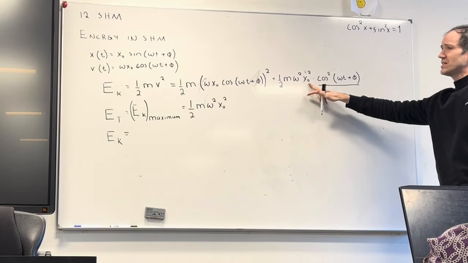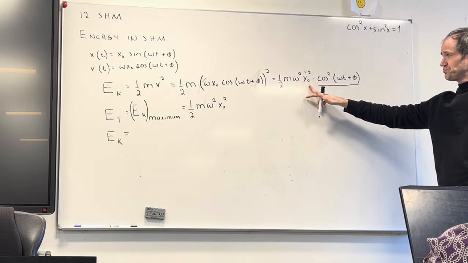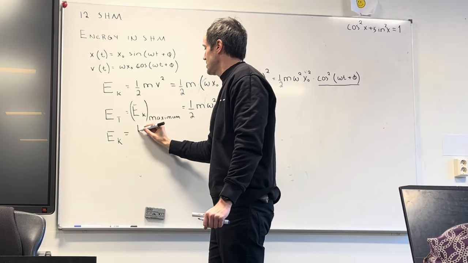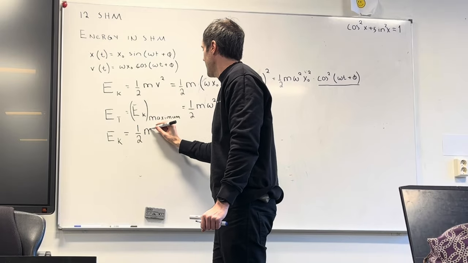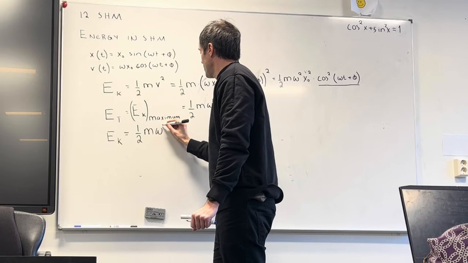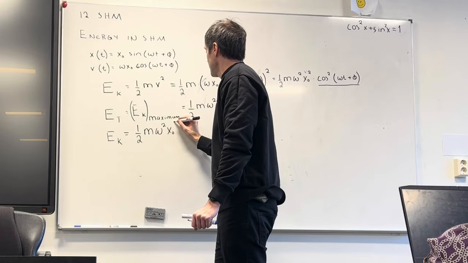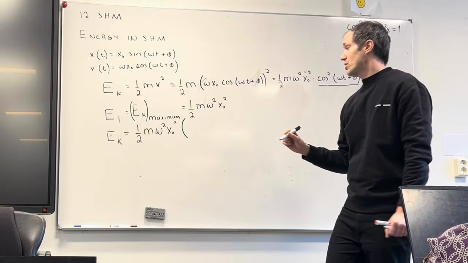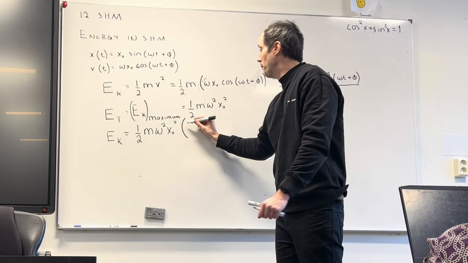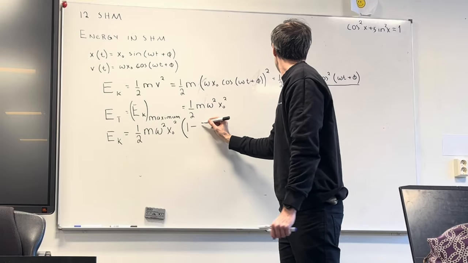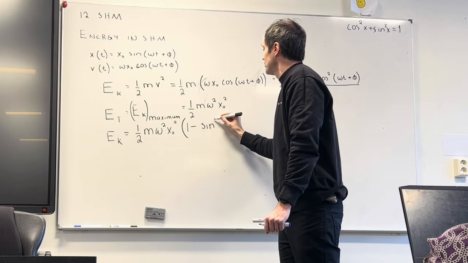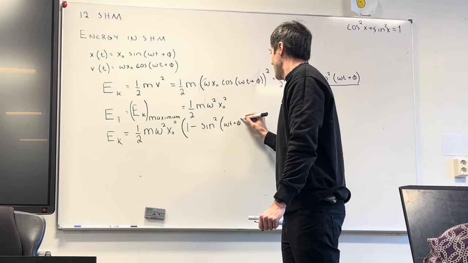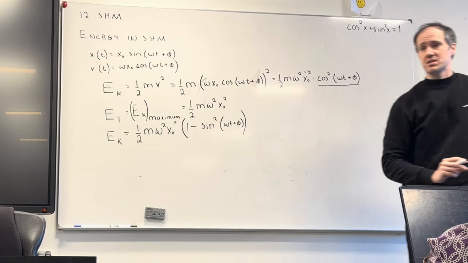I take a look at this one here. So I go from this point here. I write, let's see if you understand what's happening here, 1/2 times the mass times omega squared x0 squared. I write brackets, and I write this in terms of 1 minus sine squared of omega t plus the phase difference. Now I regret using the phase difference because it just makes a lot of writing.